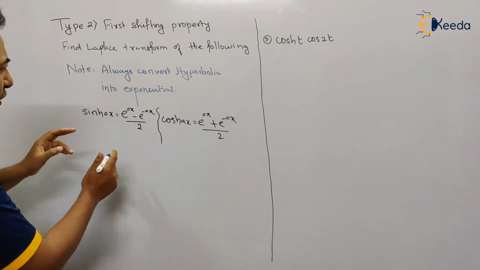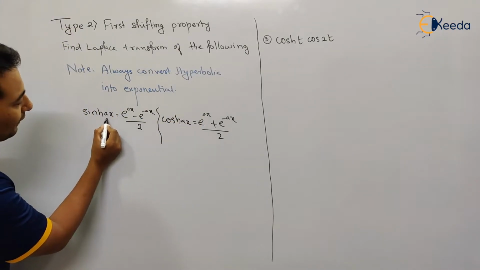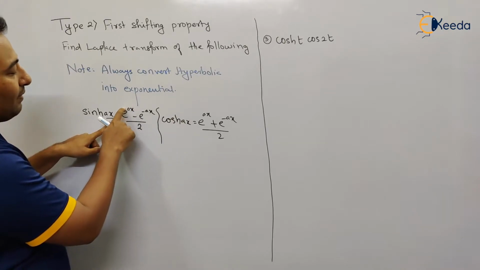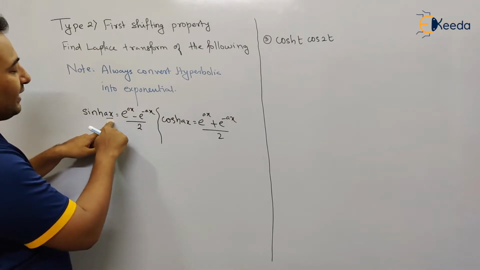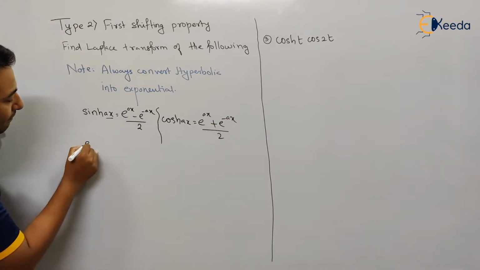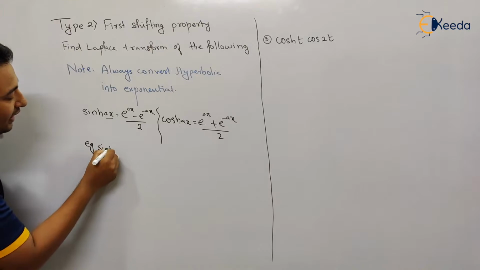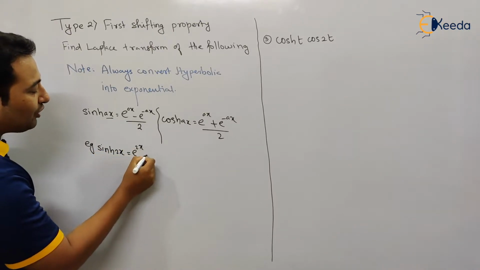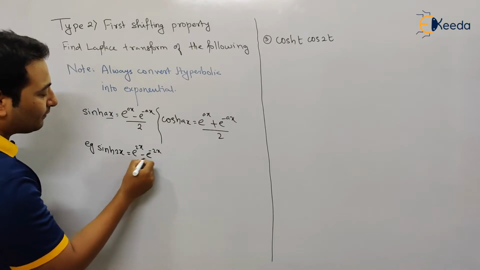And see what the formula is. Here with h we have ax. This ax will come here, see here. So let me give an example. Let's say you have sinh 2x. So here we have 2x, so with exponential, it will be 2x.